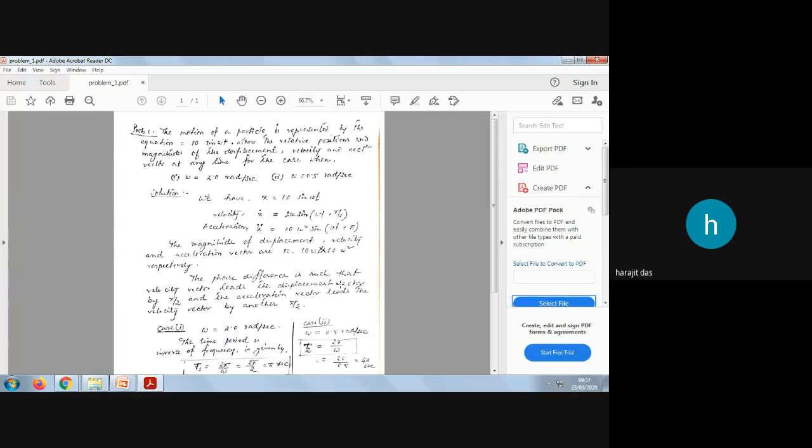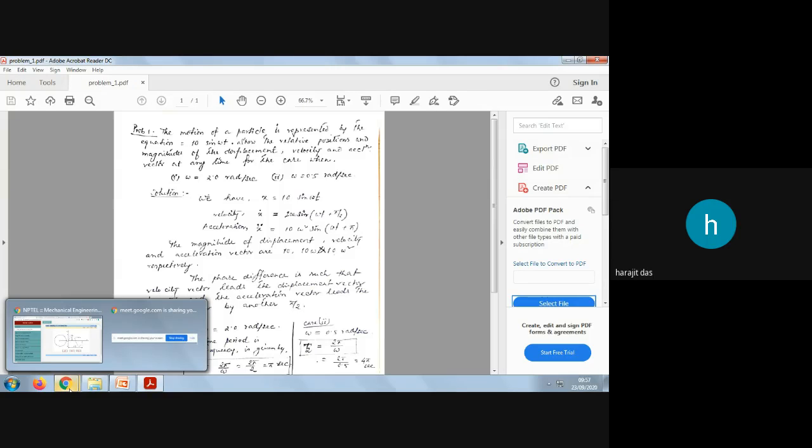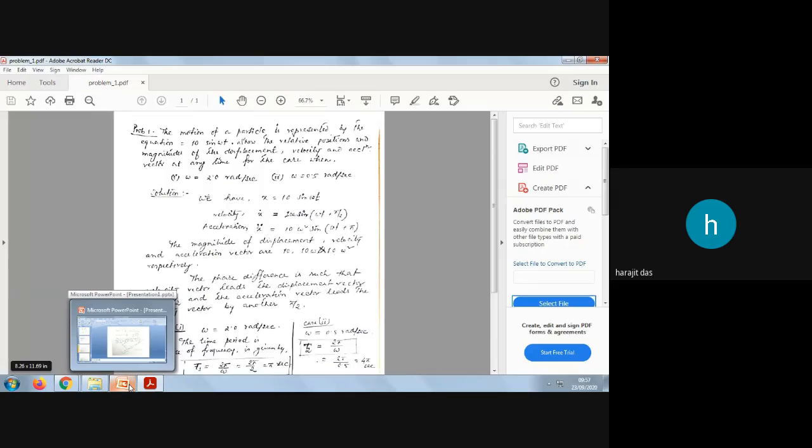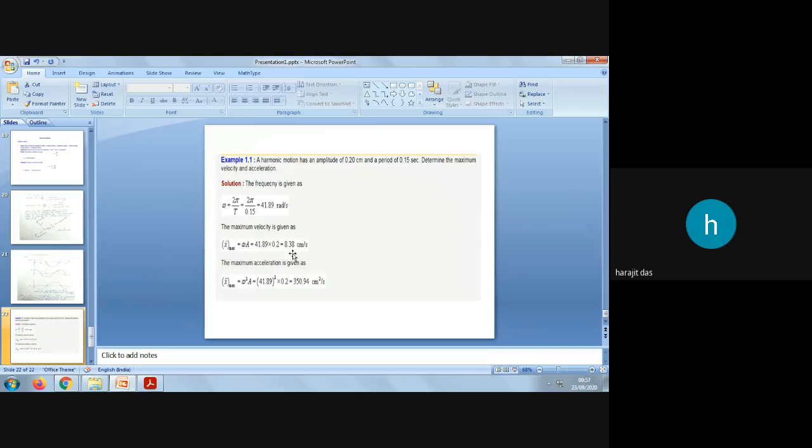Okay, dear students, let us take another example also. I think it is there in my slide. Yes, you can see a harmonic motion has an amplitude, capital A, given as 0.20 centimeter and a period of 0.15 second, capital T. Determine the maximum velocity and acceleration. So how will you find the maximum velocity and acceleration?